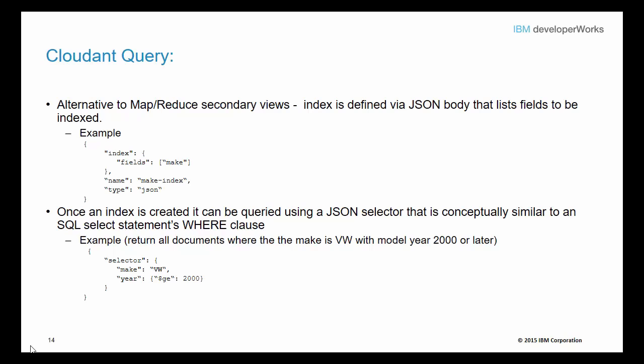Once you do create an index, you can query it using a JSON selector that conceptually is very similar to the SQL select statement's where clause. So here's an example for a selector where we want to return all the documents in our cars database where the make is VW and the model year is 2000 and later. So here you see we indicate the make as VW and the year as an expression that's greater than or equal to 2000. One thing to note here is that once you create an index, you can include additional fields in your selector when you're making the query. So here, although our index was on the make field, we could actually include the year field to narrow down our result set when we use that index.